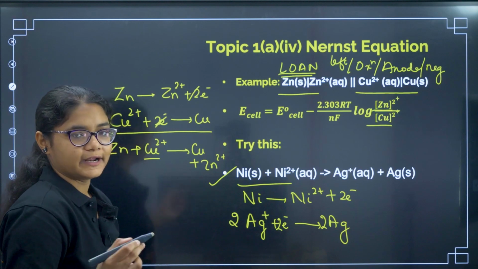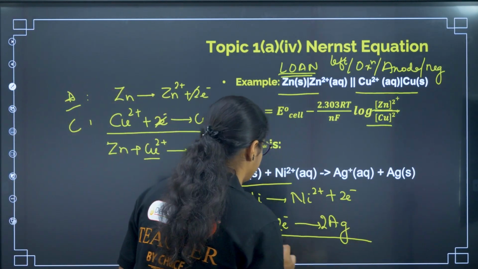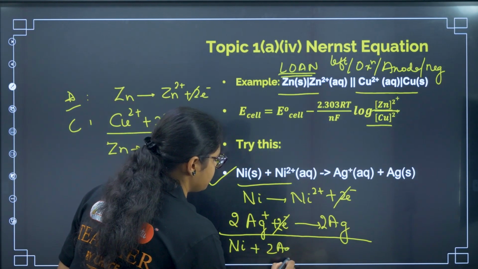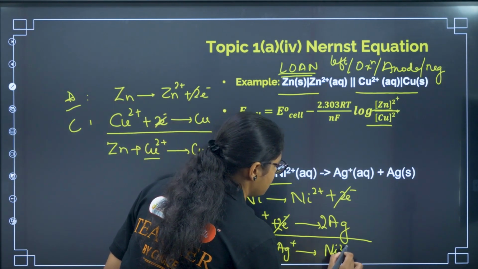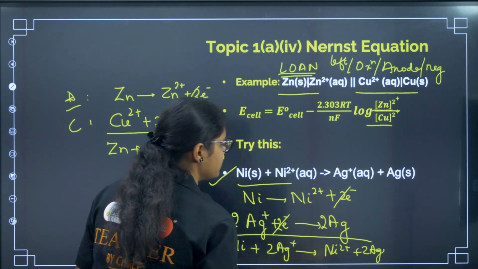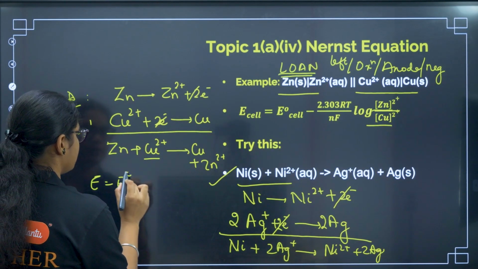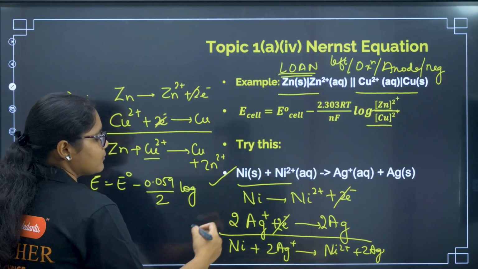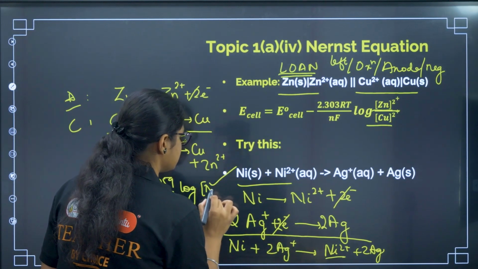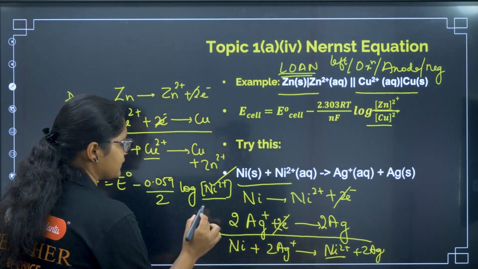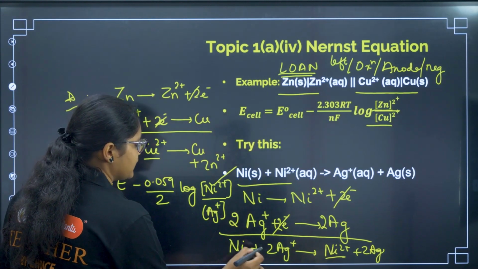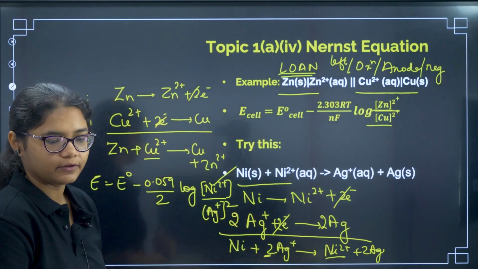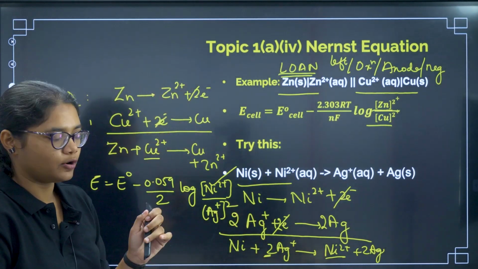Now you have to write the Nernst equation. So you add these equations. The 2 electrons get cancelled. Ni plus 2Ag+ will give you Ni2+ plus 2Ag. So in the equation, E will be equal to E naught minus 0.059 by n, and n is 2 here, log of the product side, which ion is there? Nickel. So the concentration of Ni2+ divided by the reactant side, which ion is there? Ag+. But for Ag+, you should not forget the coefficient. The coefficient will go as a power of 2. So that is how this part is solved.